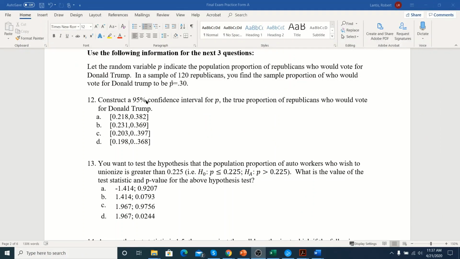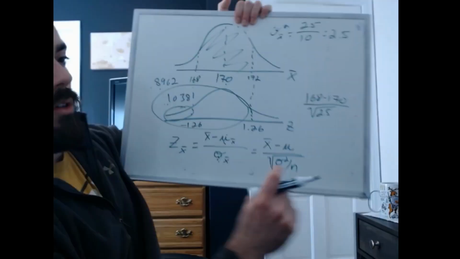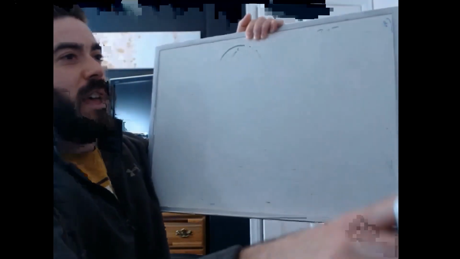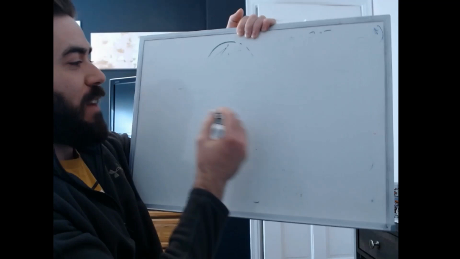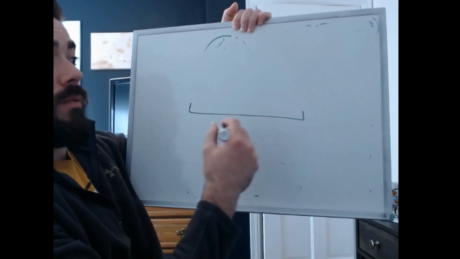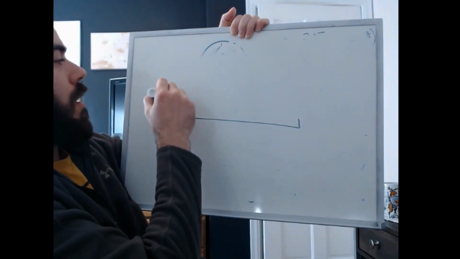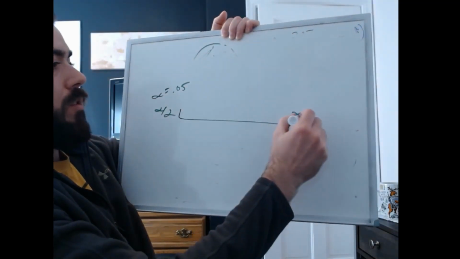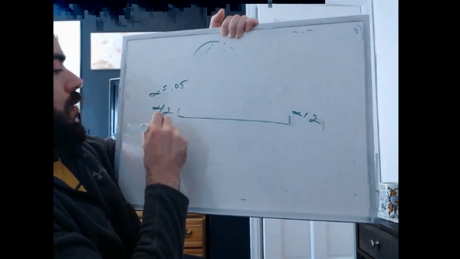If it's a 95% confidence interval, my alpha would be 0.05. All right, so I've got a confidence interval of... sorry, not a confidence interval of 0.05. I have a confidence interval of 95%, which means the area outside of it is 5%, or an alpha of 0.05. But on each side I have alpha over 2, so 0.025.